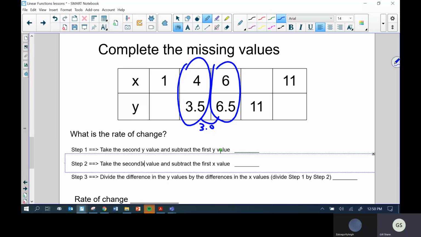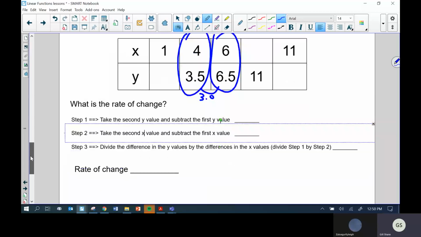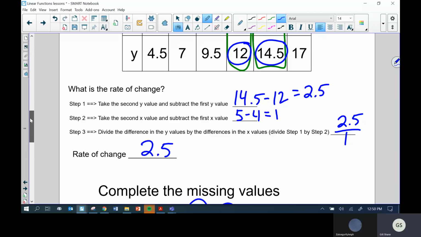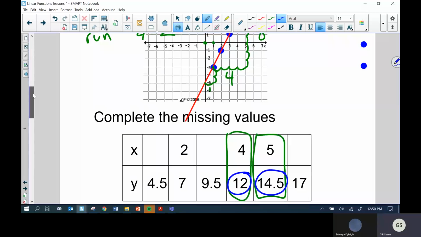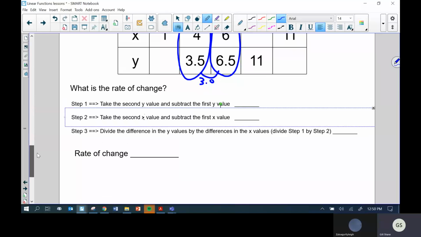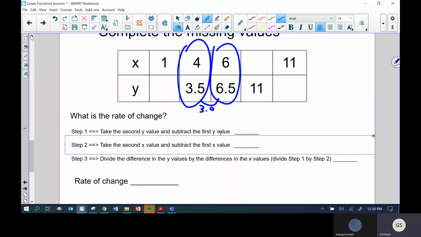So you take the second x value and then subtract the first x value. I fixed that. Oh, that was the only place I didn't fix it. So there, hopefully that clarifies it if that was confusing. That was what was confusing you.